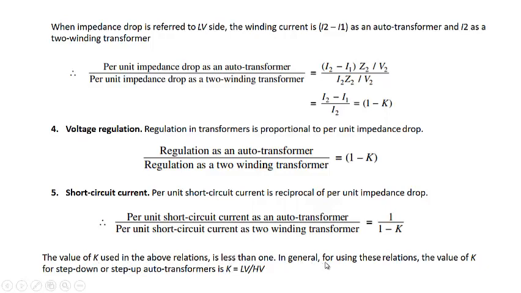In general, for using these relations, the value of K for a step down or step up transformer is usually kept such that K will be equal to the low voltage winding divided by the high voltage winding number of turns, or low voltage divided by high voltage, so that K will be less than 1.